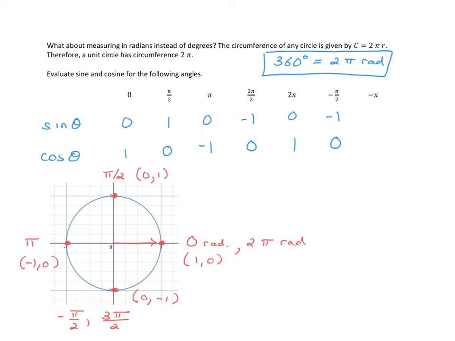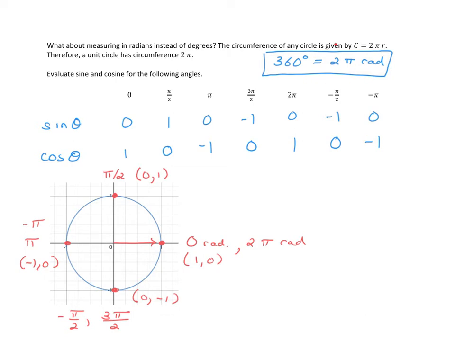Where's negative pi for this last part of the example? That's going half a rotation in this direction. It's actually at the same location as pi. So this is also negative pi. Therefore, sine of negative pi is 0, and cosine of negative pi is -1.